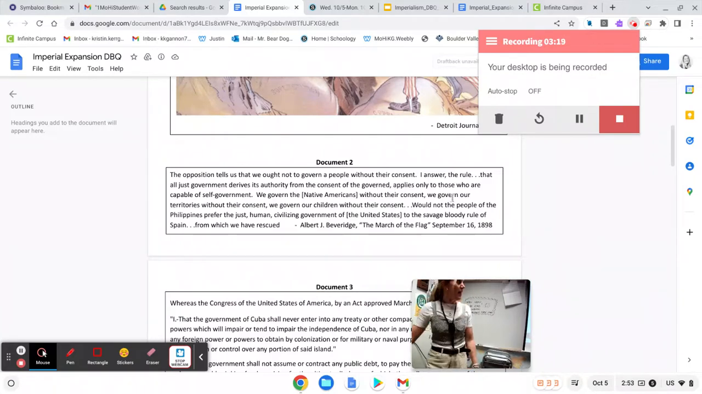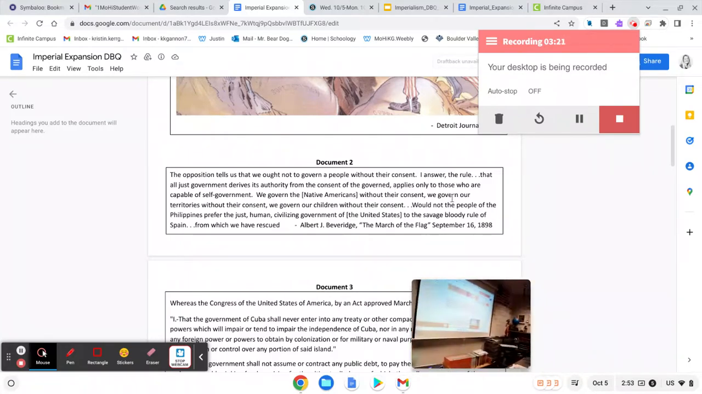Okay, I would highlight that second line. I would also highlight the people of the Philippines. Find second from the bottom, Philippines, and highlight there that we are bringing a civilizing government to the Philippines. Isn't that awesome? We're so awesome. And I would keep going, they had the savage, bloody rule of Spain, so we're bringing something better.